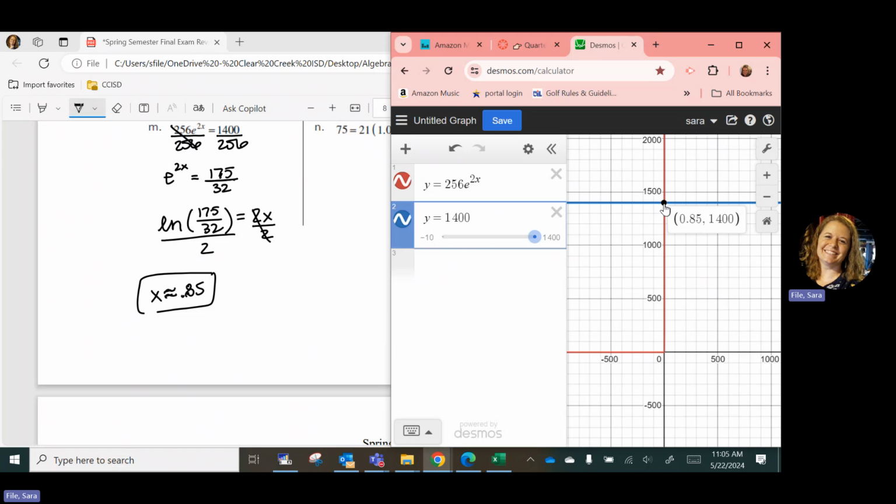Okay, so if you click on that, you can see that intersection has the same x value. Okay, so whether we move everything to one side to set it equal to 0 and find the x-intercept, or we set the left side equal to y, the right side equal to y, and look for the intersection, or whether we solved it by changing it from exponential to log and inputting it in the calculator, all three methods got us 0.85.